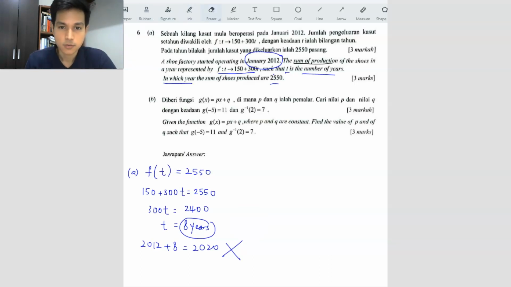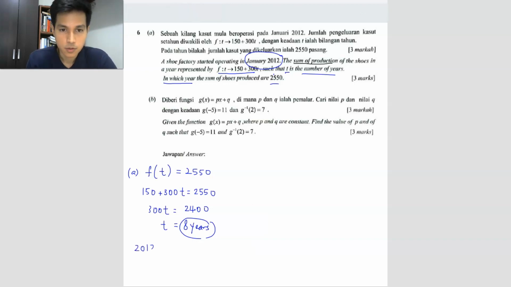So this is something you should take note of. It's very common actually. So 2012 plus 7 years, you get 2019. This is the year that they had 2550. Because 2012 itself is considered 1 year already, the whole year is already 1 year. So you have another 7 more years left. Okay. Question B.